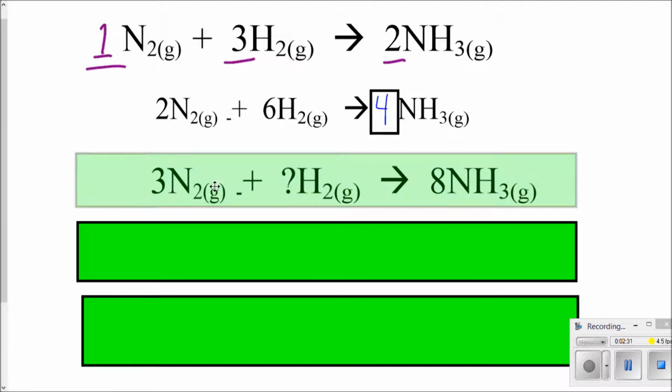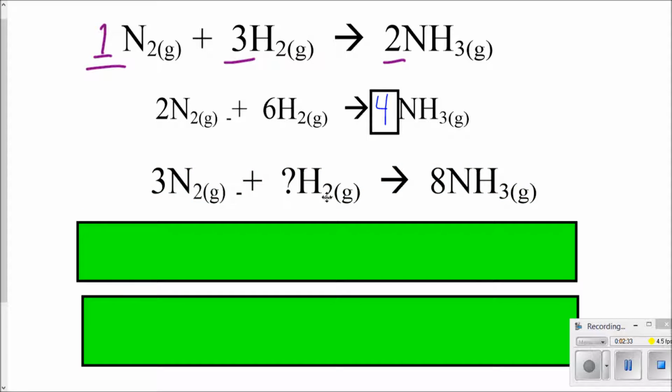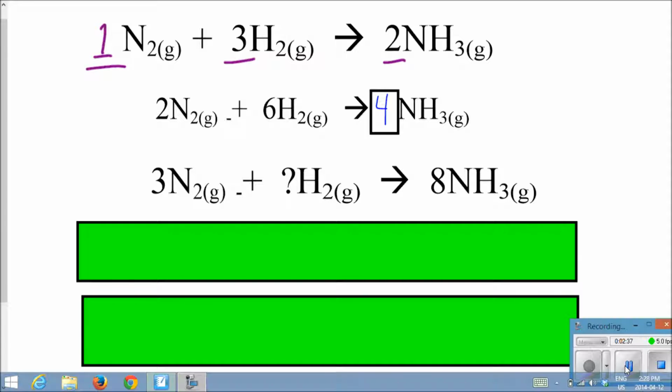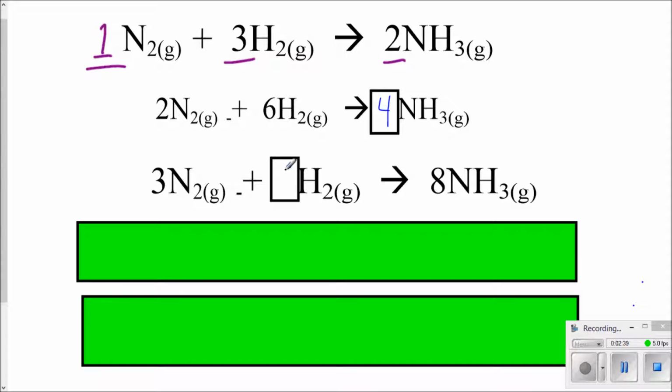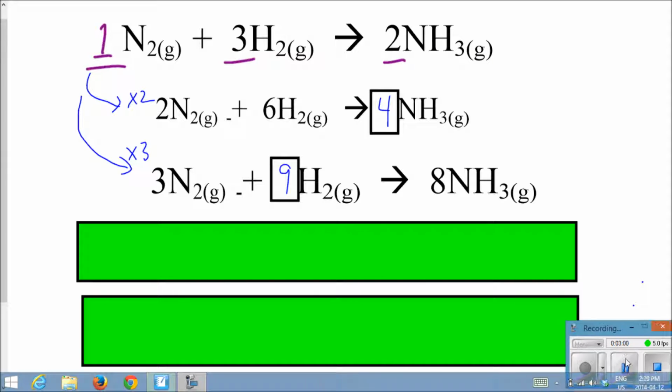Let's try another one. If I have 3 N2s, how many H2s will I react if I form 6 NH3s? The answer is 9. Now, where did these numbers come from? 3 to 9 to 6, 2 to 6 to 4. All these are basically multiples of the first one, so they are all still a ratio of 1 to 3 to 2. It has not changed.